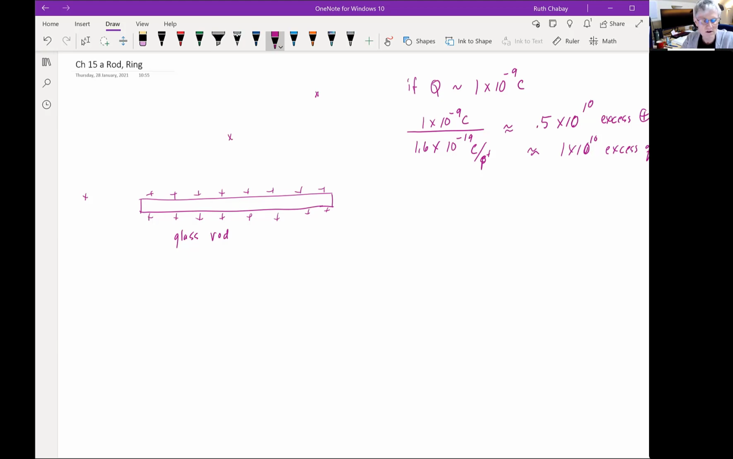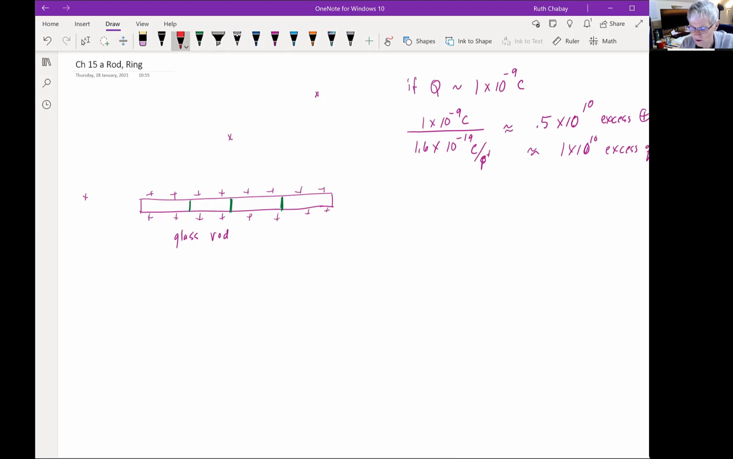So what we're going to do is this, and this is sort of the key ploy we use in doing these things. We're going to divide our rod into some number of pieces, and we're going to start out with a finite number of pieces. So let's say we divided it into 4 pieces. And we said, well, we're going to approximate each of these pieces as if it was a point charge.